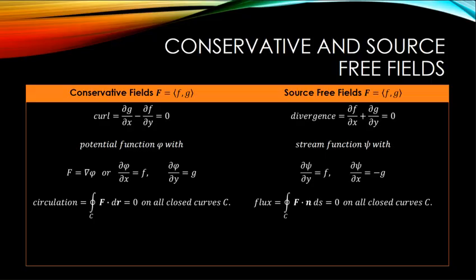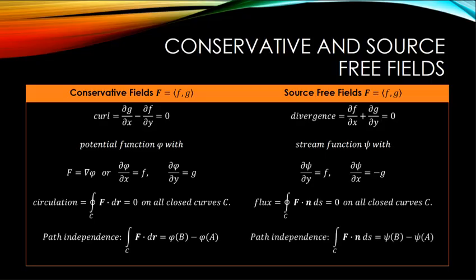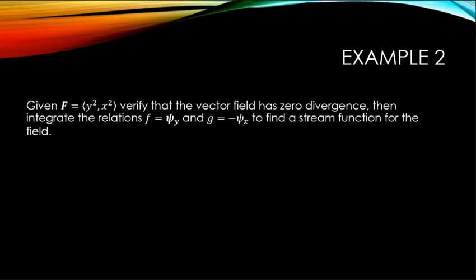In my conservative fields, I have path independence because the integral over c of f dot dr is equal to phi of b minus phi of a, the function values evaluated at the endpoints. And my source-free fields also are path independent because the integral over c of f dot n ds is equal to psi of b minus psi of a. So let's work another example.